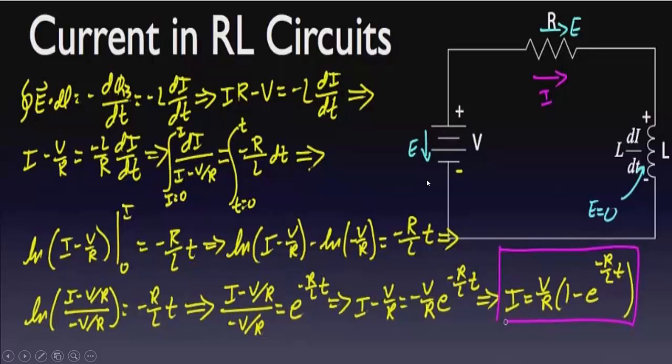Alright, so first we have to find the current in RL circuits. First what we set up is our integral on the closed interval of E dot dl, which is equal to the change in magnetic flux over time, dΦ_B/dt. That is equal to minus L di/dt, where di/dt is the rate of change of the current, and L is the inductance.